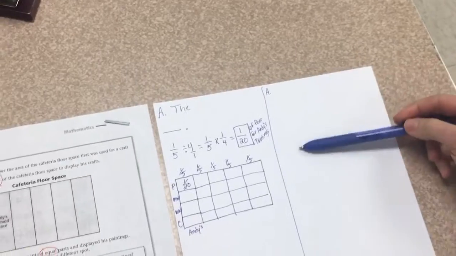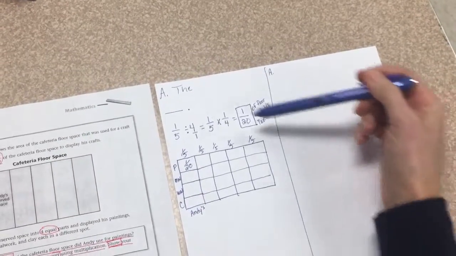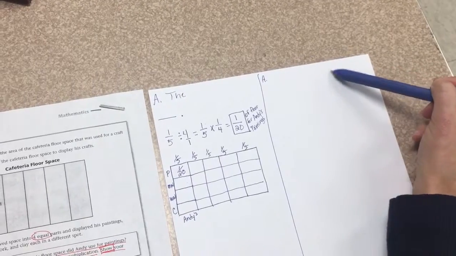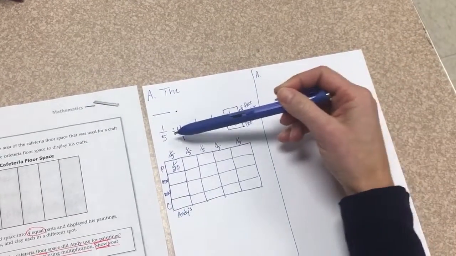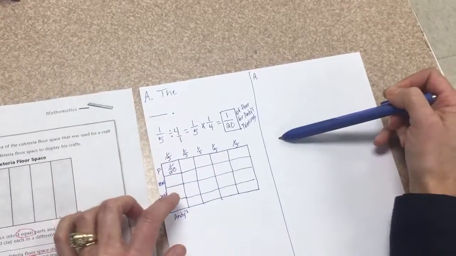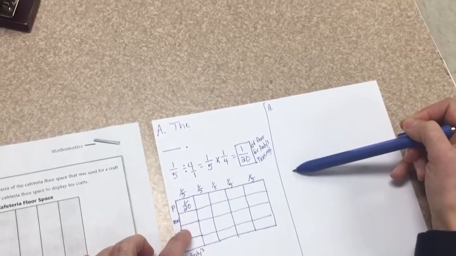And on the part A that he has on his sheet, it explains what we did here. To solve this problem, I had to divide, then multiply. And it explains what we did right here. And then it also explains what we did here.